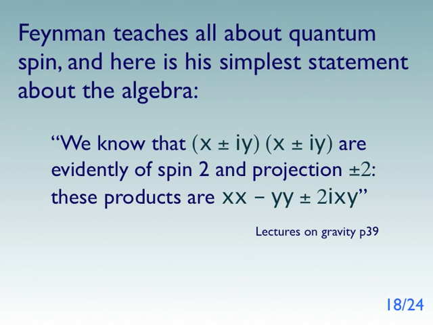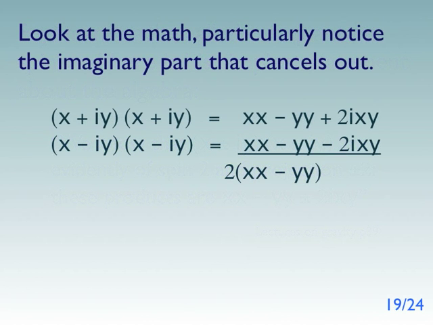We know that x plus or minus iy times x plus or minus iy are evidently of spin 2 and projection plus or minus 2. These products are xx minus yy plus or minus 2ixy. So let's just be more pedantic and look at the math. We multiply the plus together, and we get xx minus yy plus 2ixy, and then we do the minus case, and we get a similar thing, except that the imaginary part nicely cancels out. And this is the sign that we're dealing with a spin projection operator.